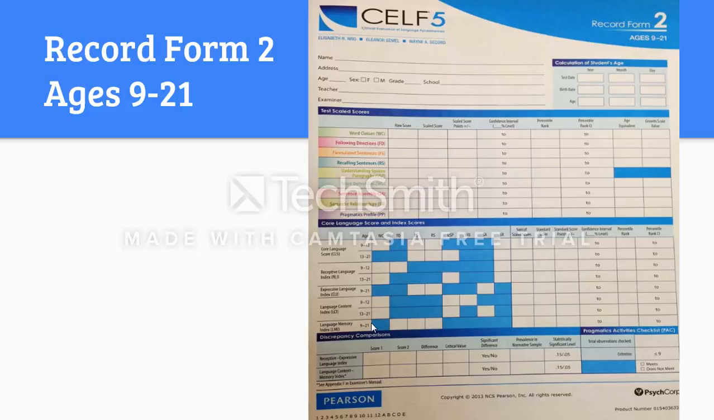This is the example record form number 2, which is appropriate for ages 9 to 21. Again, it's very similar to the last one that we looked at, with your individual subtests here, and then your core language score and index scores indicated here.